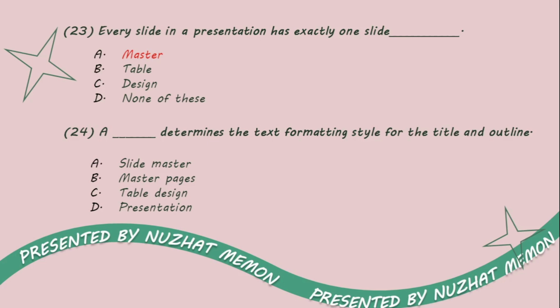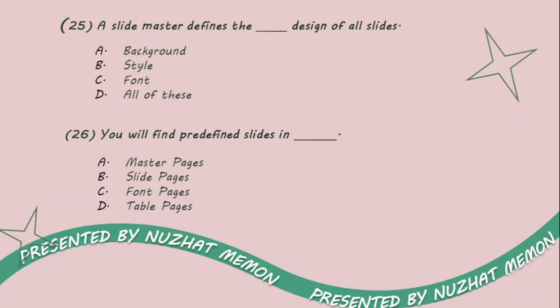Next, 24. A dash determines the text formatting style for the title and outline. So here the correct option is option A, slide master. Next, 25. A slide master defines the design of all slides. So here the correct option is option A, that is background. 26. You will find predefined slides in dash. Yes, here also same answer, that is master pages.